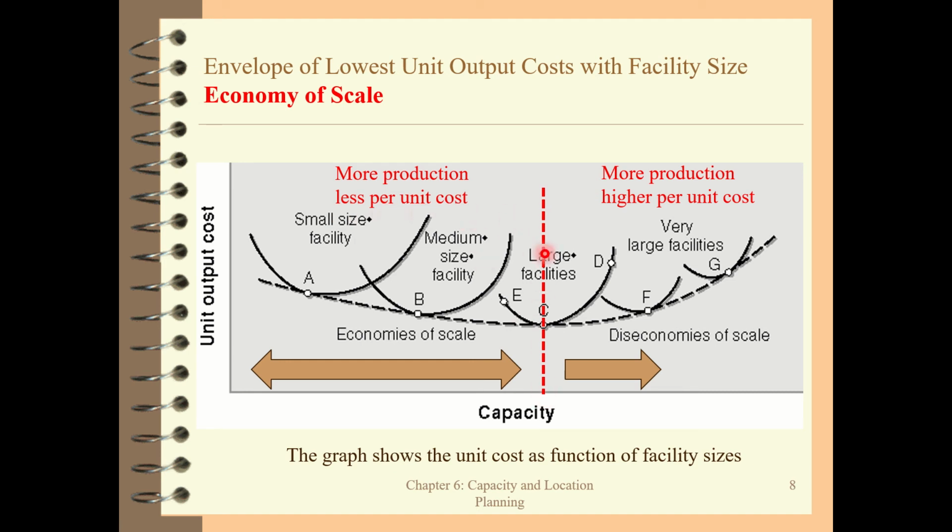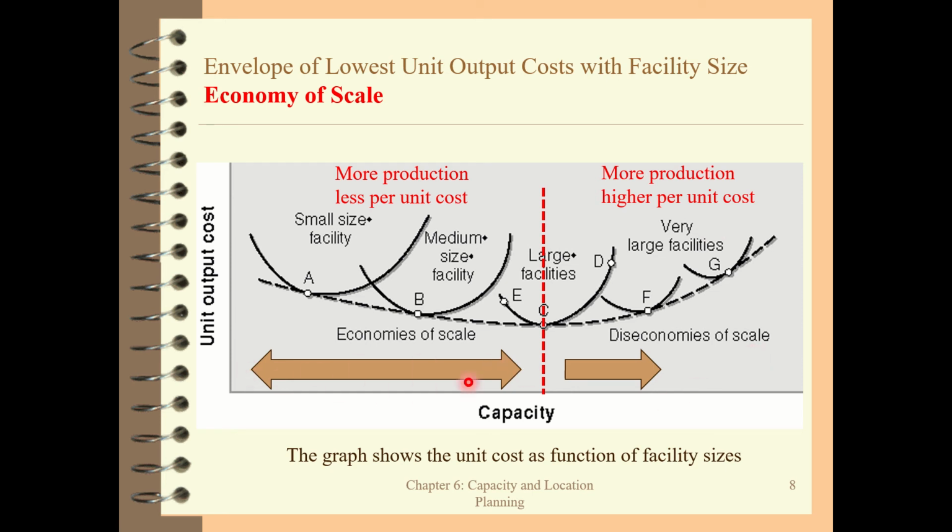But after this point onward, if you increase the capacity, because the size of the factory may be too large, you get confused and it becomes complex in terms of managing and controlling the factory. So in that case, the unit cost of the product will be higher. This is what we call diseconomy of scale.